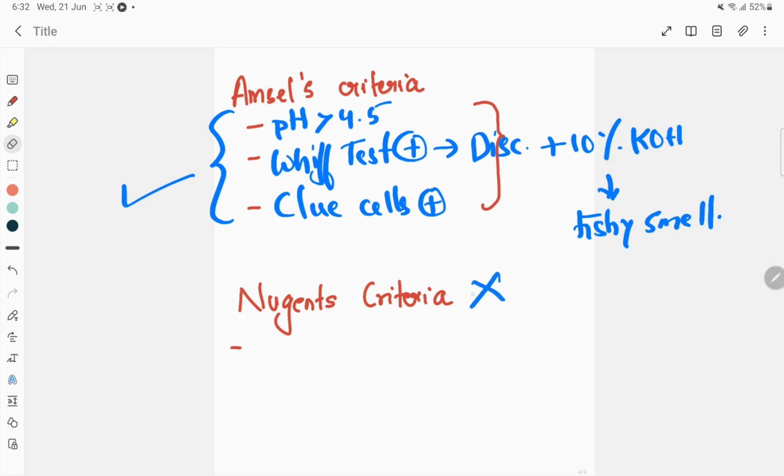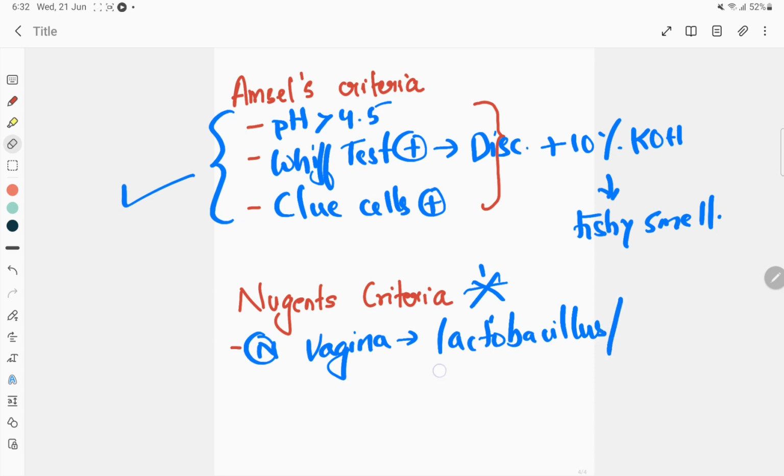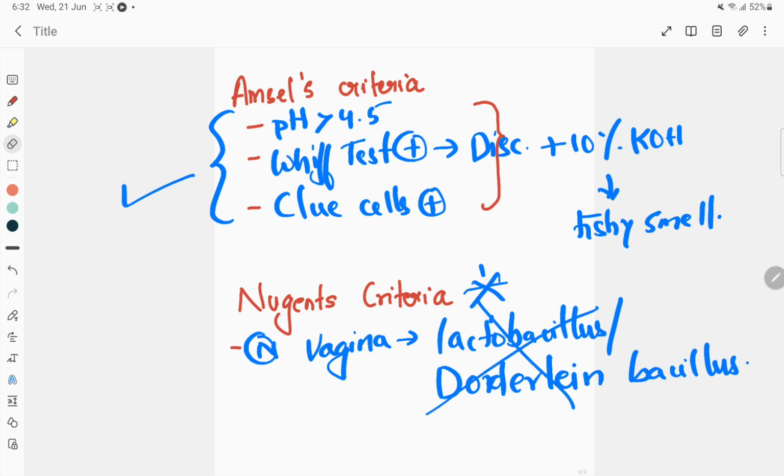Now, what is this Nugent's criteria, guys? Normally the vagina has got a bacteria called lactobacillus. Now, can you tell me what is the other name for lactobacillus? It is Doderlein bacillus. Now what happens in bacterial vaginosis is this lactobacillus gets replaced by Gardnerella vaginalis, and that is called Nugent's criteria. That's it, the microbiology part about bacterial vaginosis, guys.